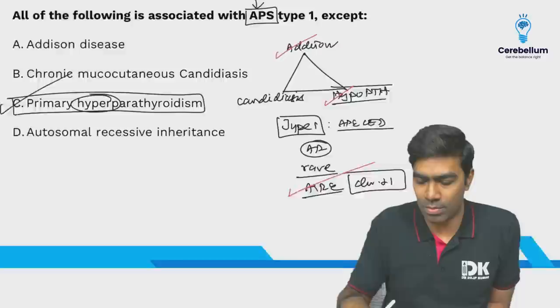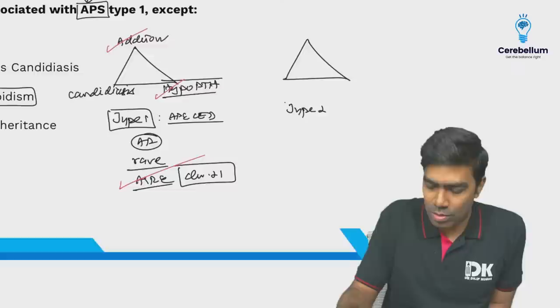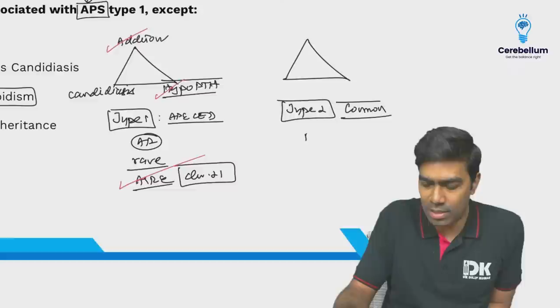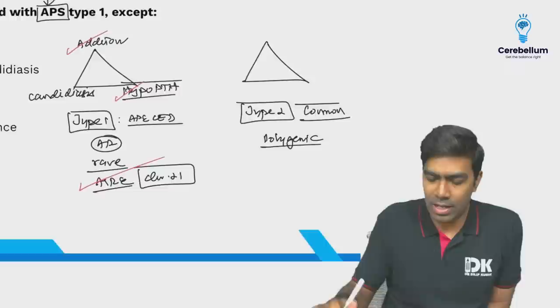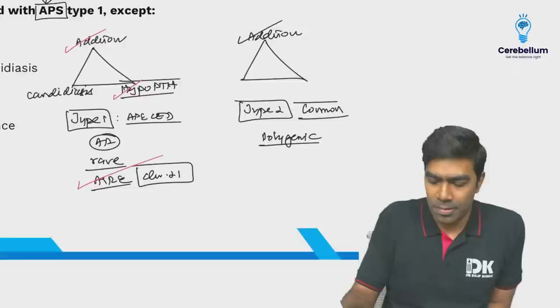What about type 2 APS? We have type 2 autoimmune polyglandular syndrome. It is more common. It is not due to a single gene. It's polygenic basically. And what is the typical triad? I told you Addison's will be common in both. But the patients will have type 1 diabetes mellitus and patients will have autoimmune thyroiditis.